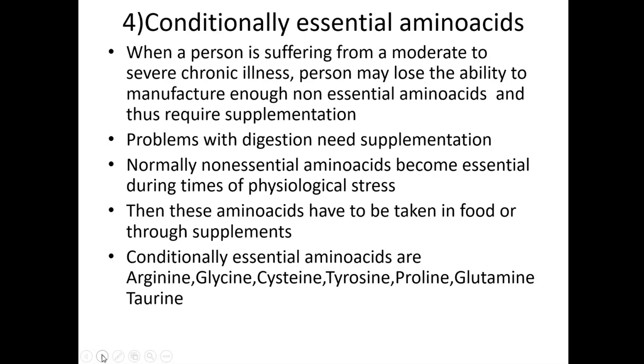Conditionally essential amino acids are arginine, glycine, cysteine, tyrosine, proline, glutamine and taurine. Taurine, actually, is derived from cysteine. So these are known as conditionally essential.